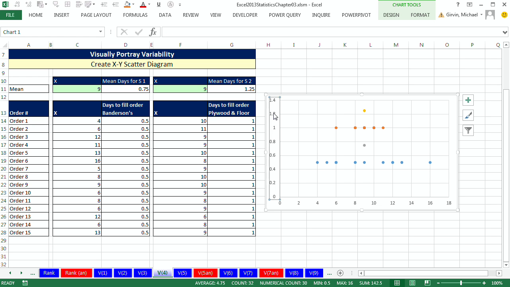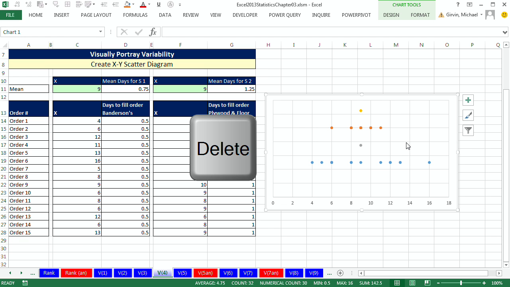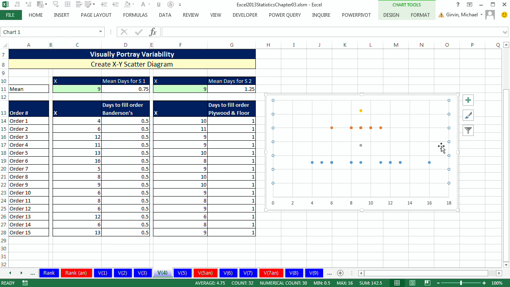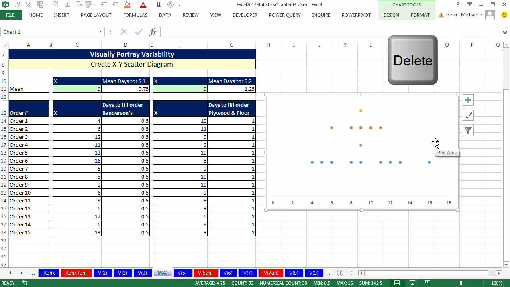Now, we actually don't need this. I'm going to delete it. I don't really want any of these lines. I see the dots on either side, so I delete. Oh, I don't want to delete that. I want to actually delete the vertical grid lines. Delete. I definitely need a label on the bottom.